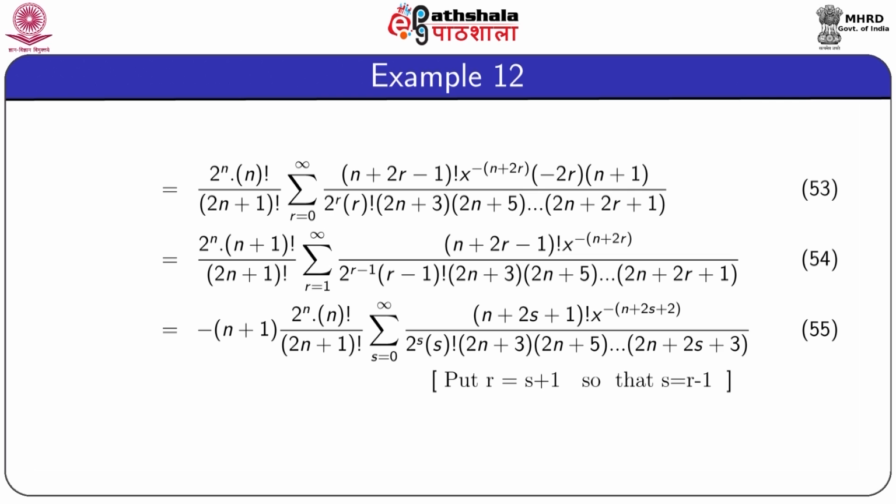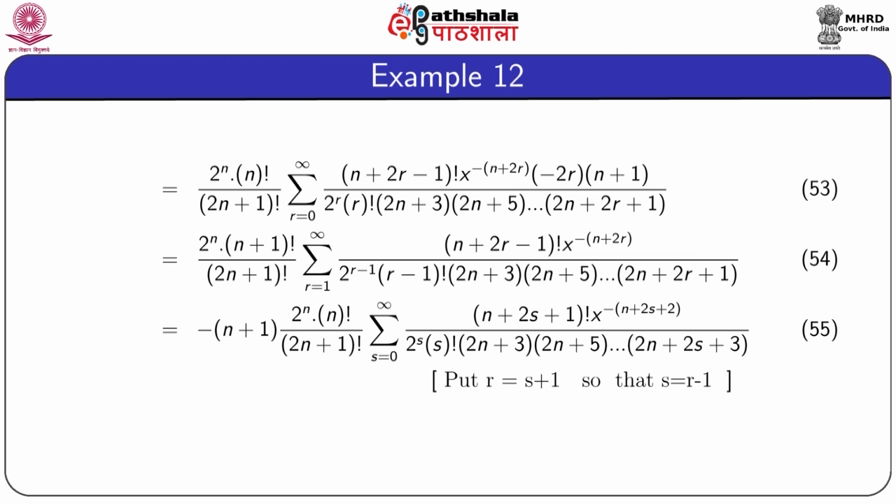Please note, here it is 2 to the power r and here it is minus 2r. This minus 2r and 2 to the power r into r factorial, they get cancelled and going to give you 2 to the power r minus 1 into (r minus 1) factorial, and that is why the summation is from r equal to 1 to infinity.